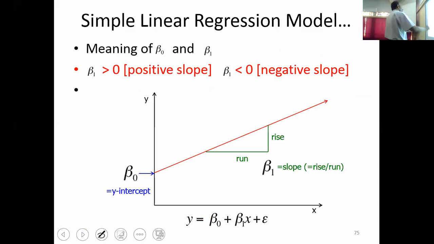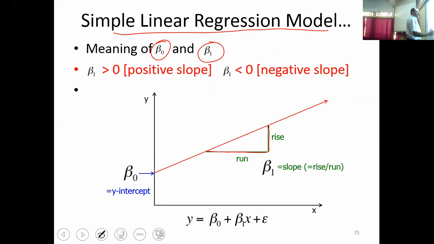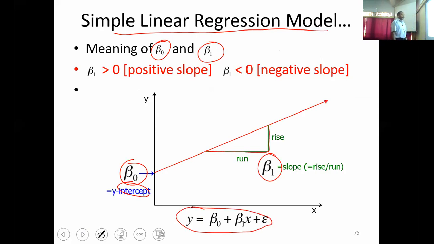In a simple linear regression model, we have two parameters to be estimated, beta naught and beta 1. As you all said, beta 1 is the slope and beta naught is the intercept. This is the fitting of a model for any given point, which is away from the linear line or the regression line.